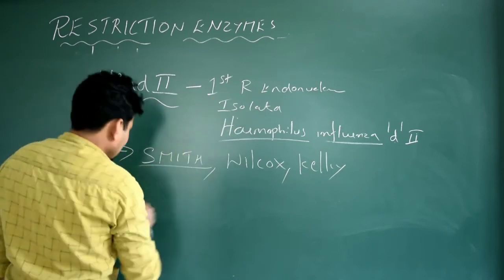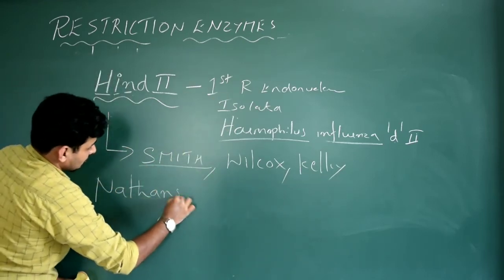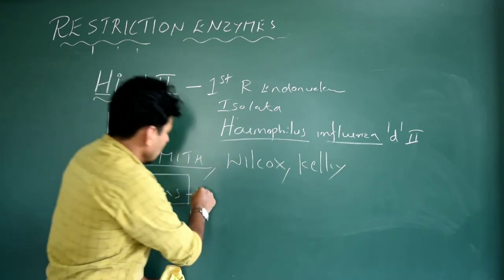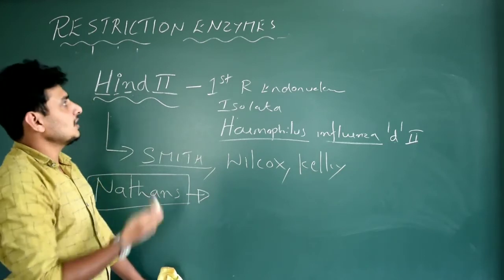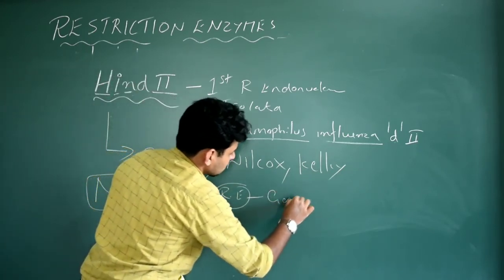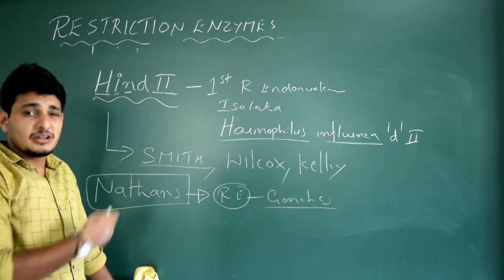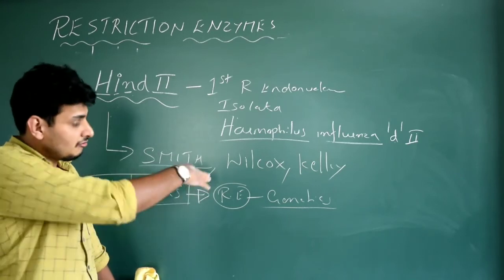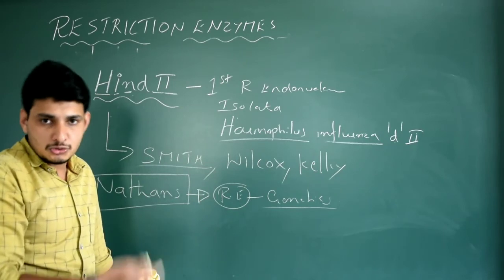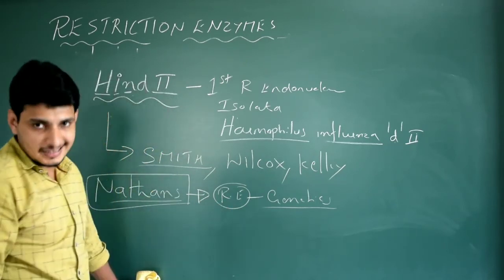Let me tell you one more scientist name, Nathans. He was maybe the first scientist to show the application of restriction enzymes in the field of genetics. Note this point: Nathans introduced restriction enzymes into the field of genetics. So nowadays, in the field of genetics, restriction enzymes are used, and application of restriction enzymes can be seen, because of Nathans.